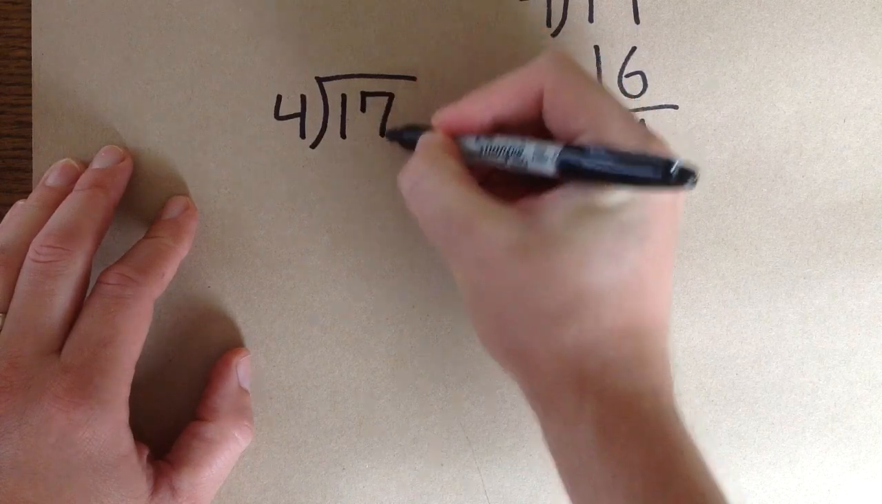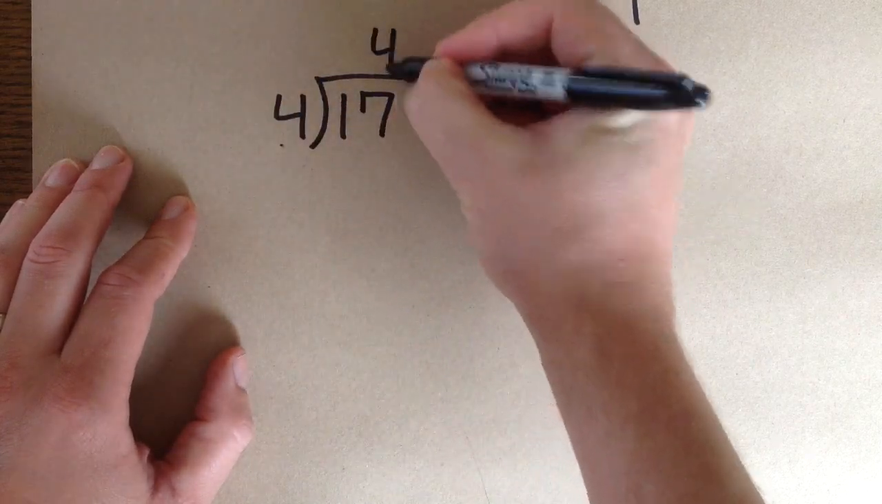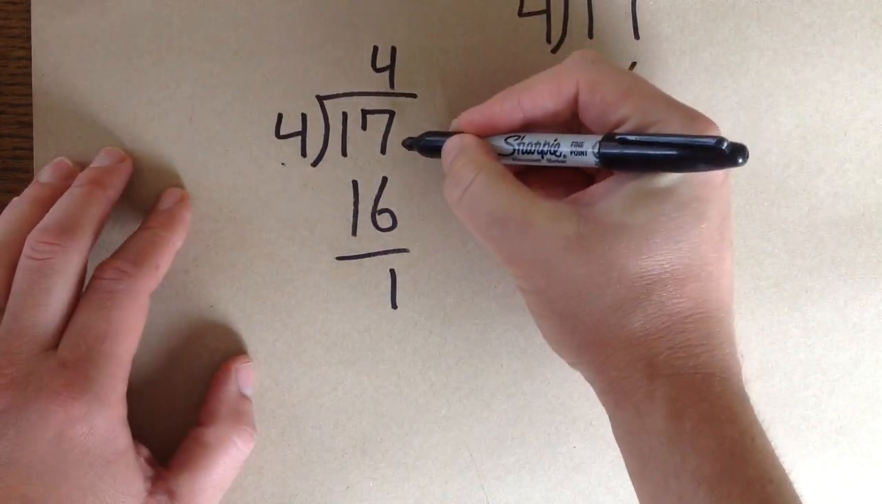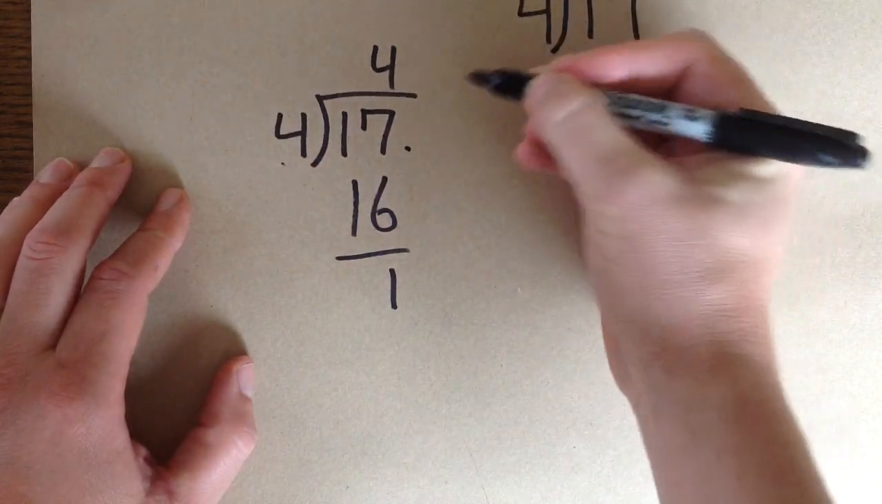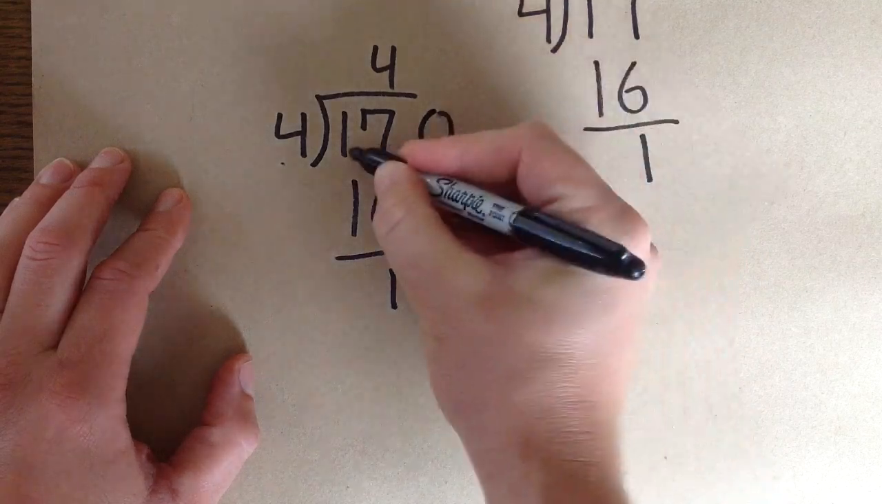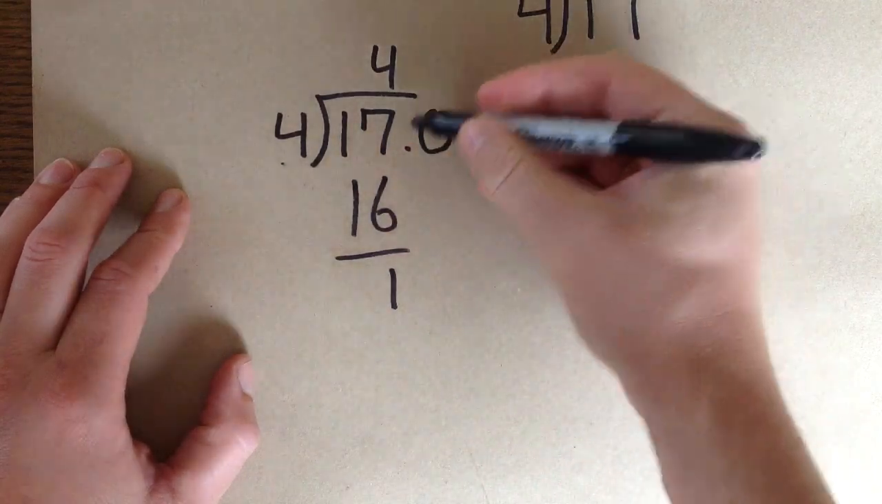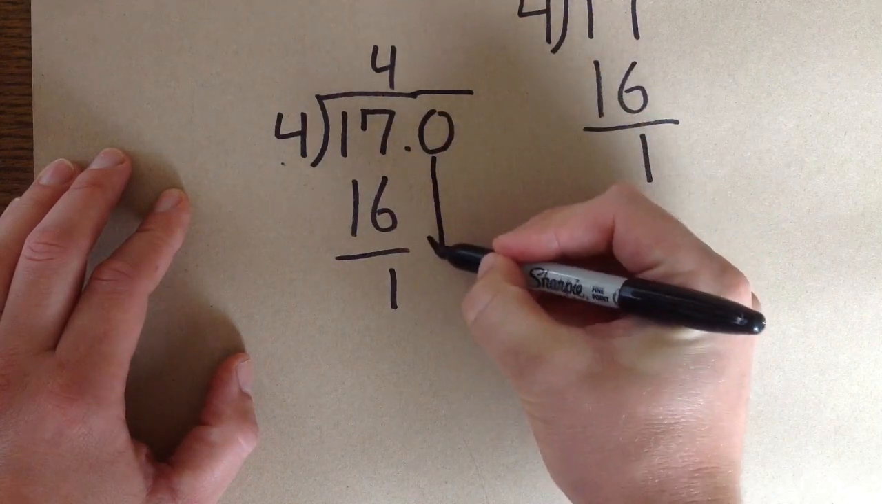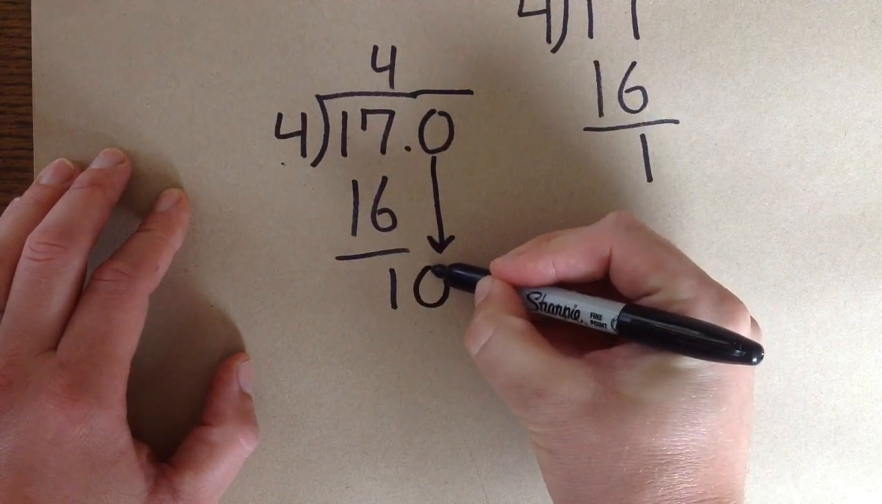This is 17 divided by 4. 4 goes into 17 4 times, 16 with a remainder of 1. This is where we left off. What we're actually going to do is add a decimal point here, and a 0, since 17.0 is still 17. So we actually haven't changed the problem at all. And now I'll drop this 0 down to right here, 10.